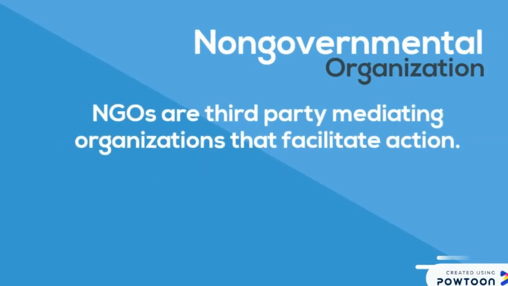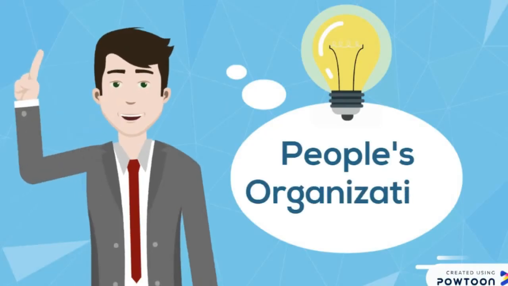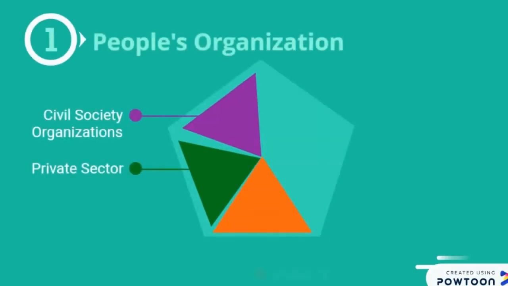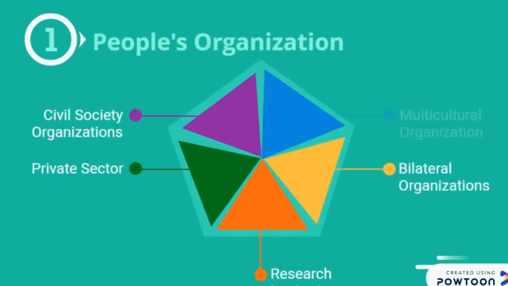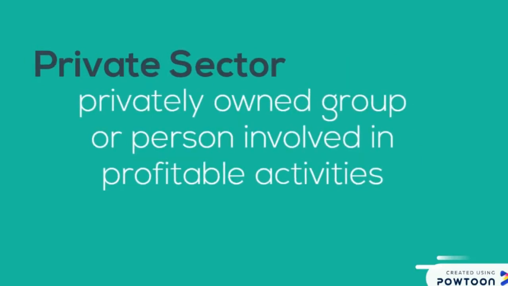Letter D. Non-governmental organization. NGOs are third-party mediating organizations that facilitate action. Letter E. People organization. Types of transnational or international civil society organization. Number 9. Civil society organization. Non-profit organization. Private sector.